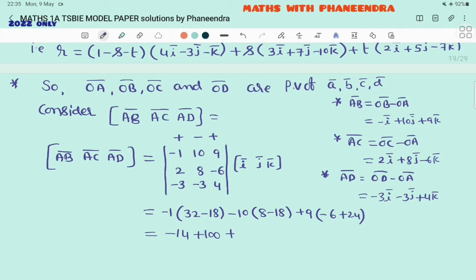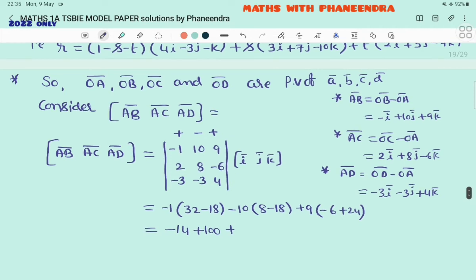Yeah, but I'm getting called here, students. 1 minute. Yeah, we'll come to this next. Plus 9 into minus 6 plus 24. 24 minus 6 is 18. 18 9s are 162. 7 is 162.